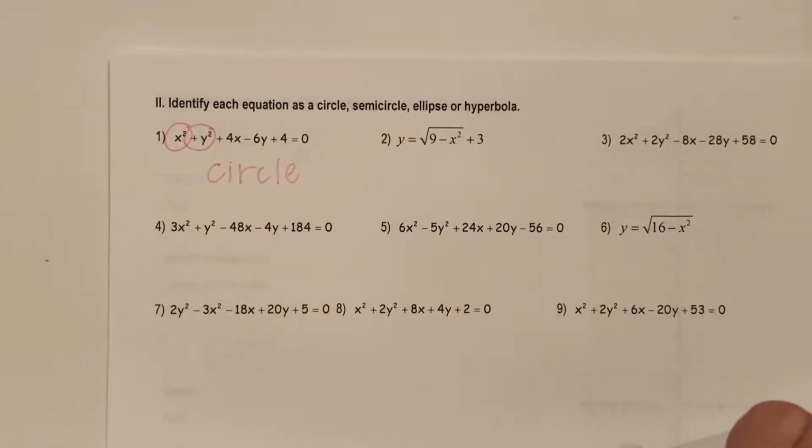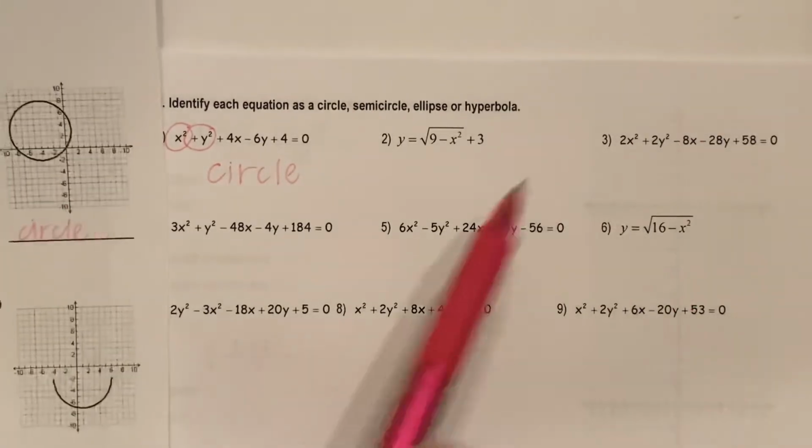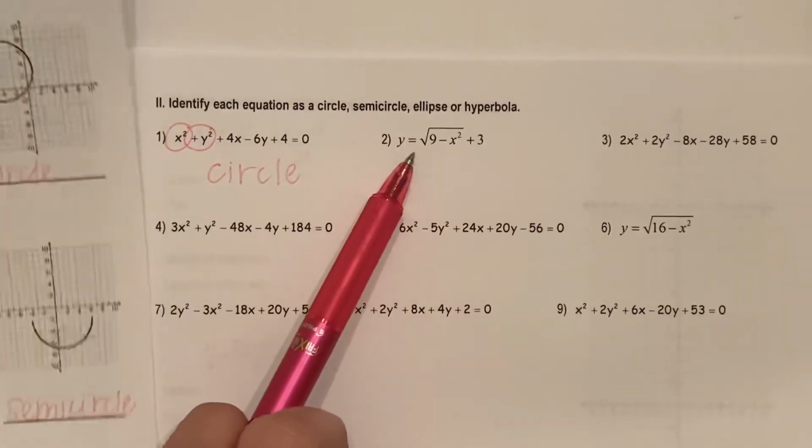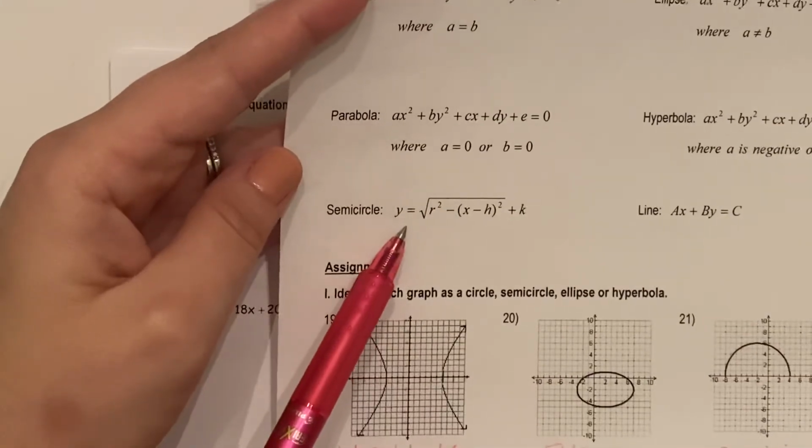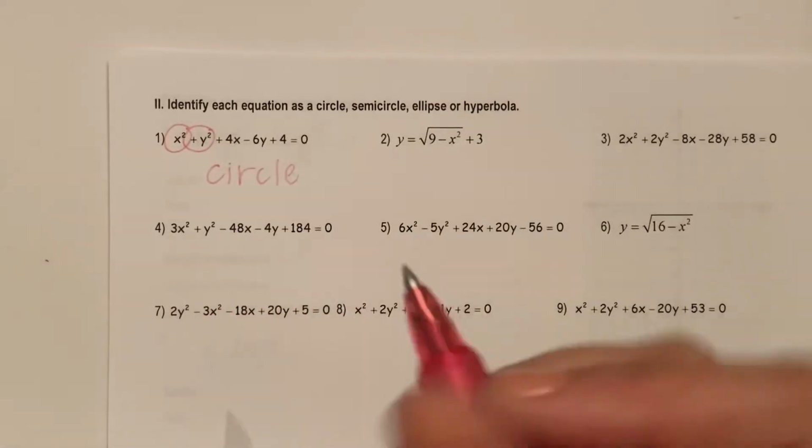Over here, oh, I did give you one of these. That's a good time. So we'll play along. So this one is in the form y equals. The only one that's y equals is the semicircle.